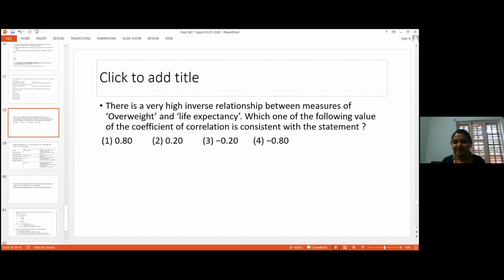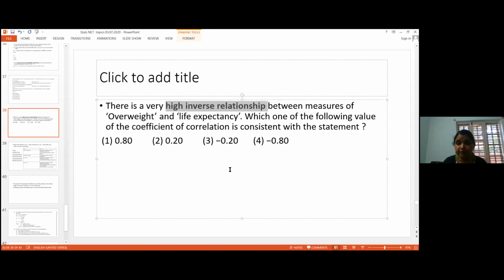Yeah, okay. Then proceeding, read this question properly. There is a high inverse relation between measures of overweight and life expectancy. There is a high inverse relationship between overweight and life expectancy. Which of the following statements of the coefficient of correlation is consistent with the statement?